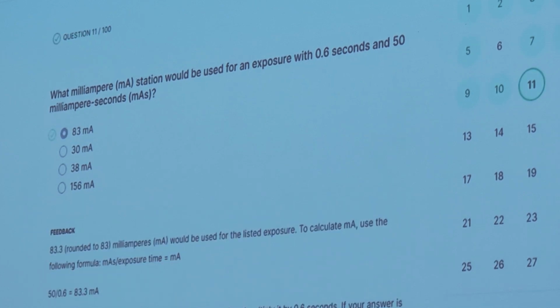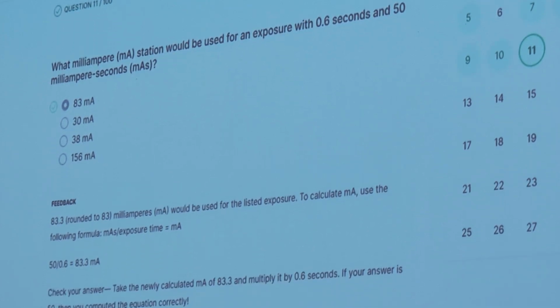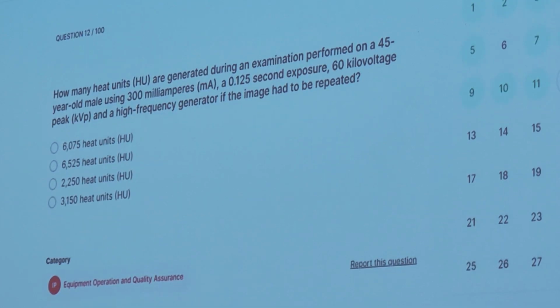We're just using your basic mass equation, mA times seconds equals mAs. So far so good. Great job, guys. Charles. Sorry, we'll skip this one. This is PRE1 again. All right, so heat units. Just as a review, remember that you need to memorize your heat units.